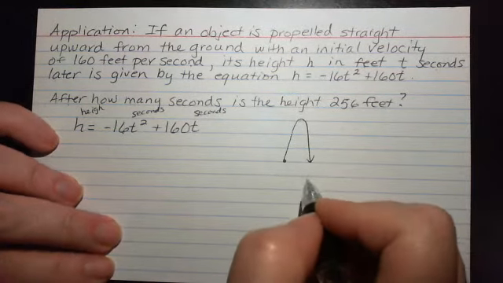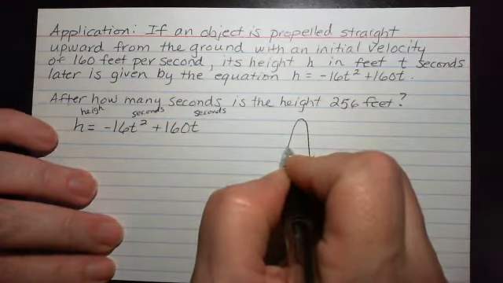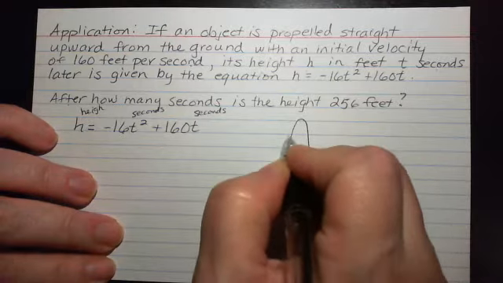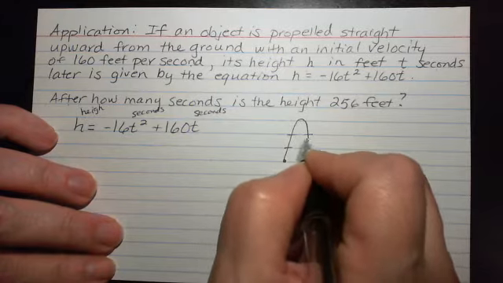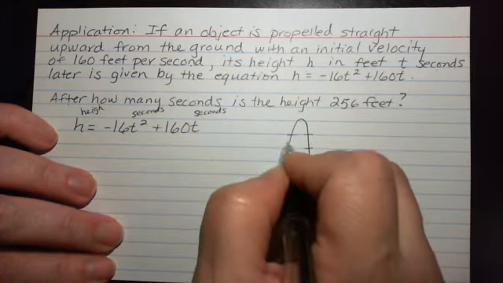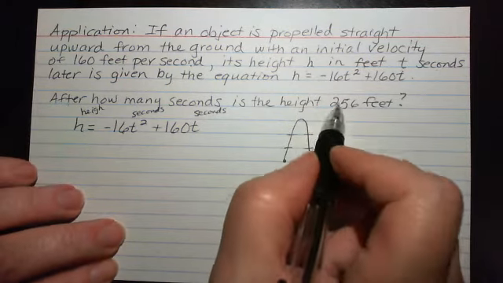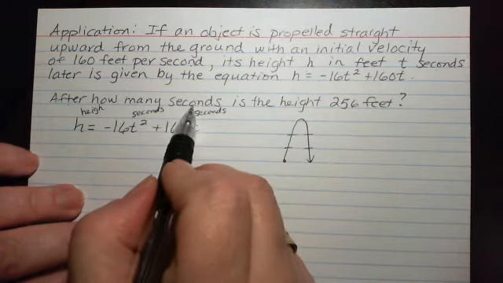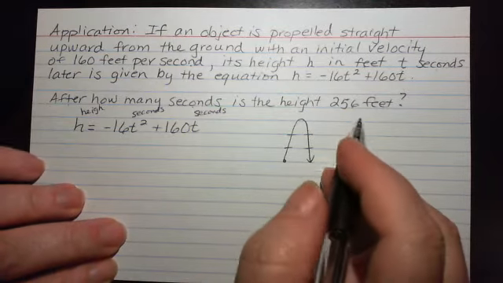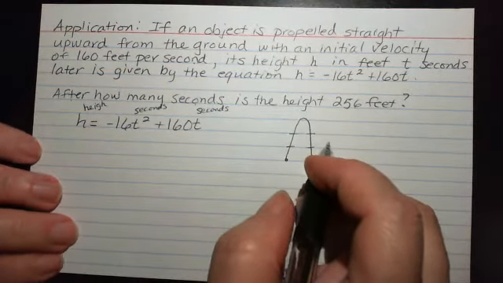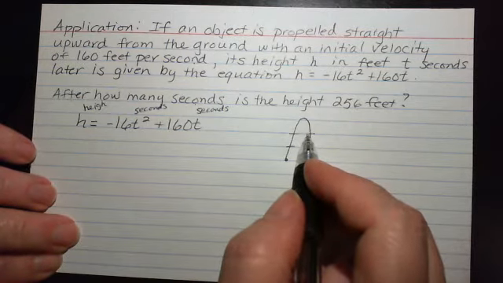And it's important to think through this picture because that tells us that the object could be at the same height twice, once on the way up and once on the way down. So it's possible that we would find two values for seconds where the height is 256 feet. It's possible.